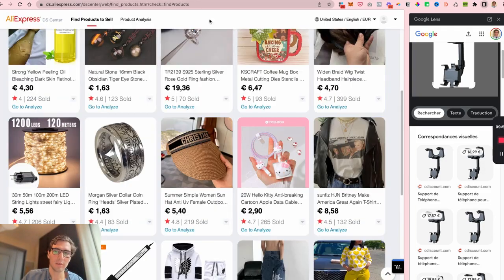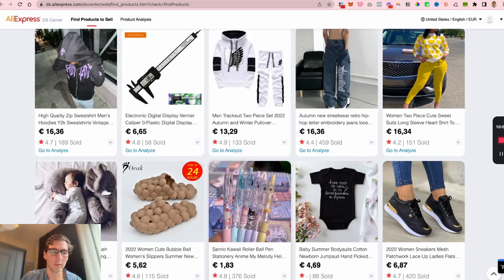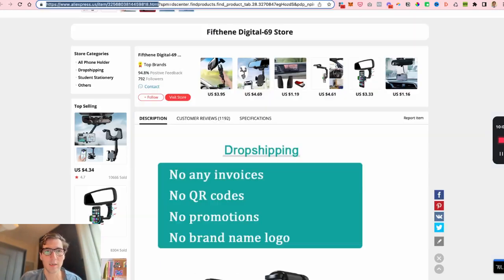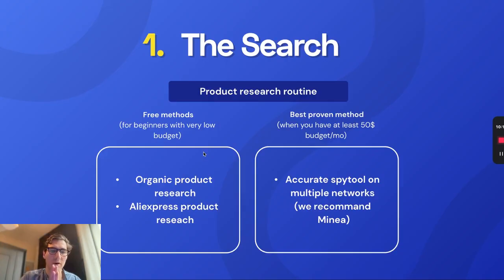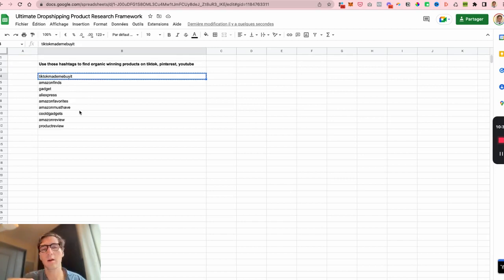And here you will find some good products. The goal is to list all of them. And in the beginning, especially if you're using free methods, use multiple free methods. The second method we are going to use is organic product research. For this, I added in the file a list of hashtags that you can use to find winning products. There are always new hashtags, but those are the main ones.